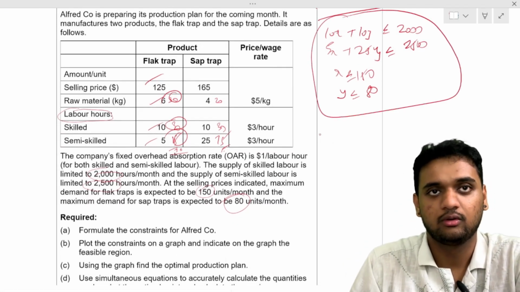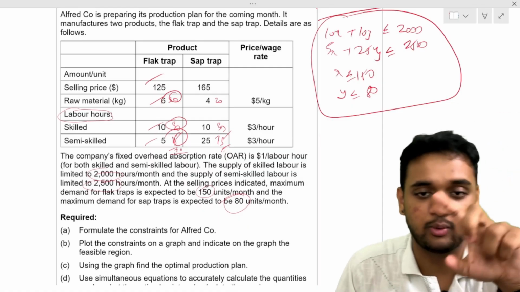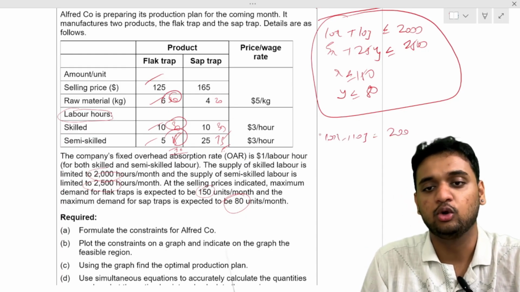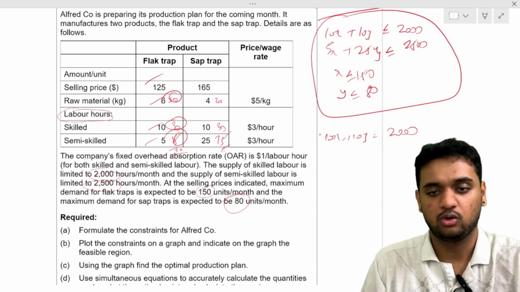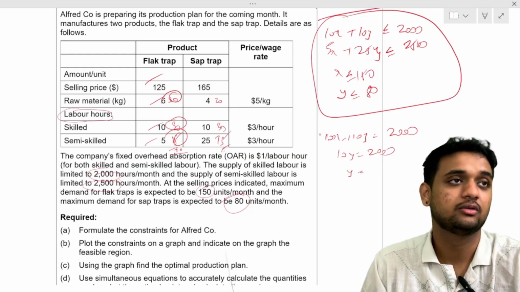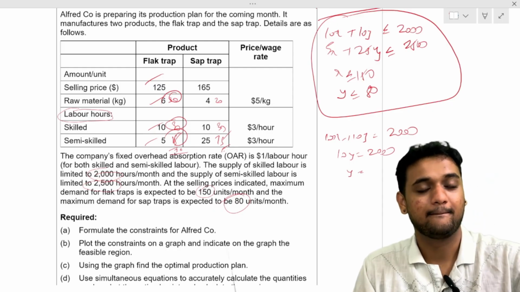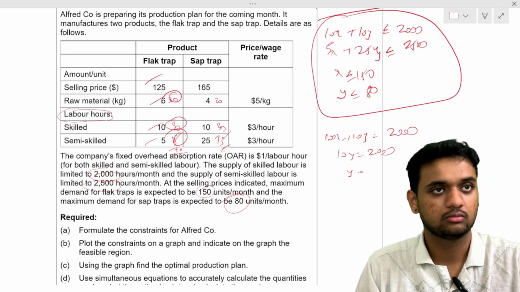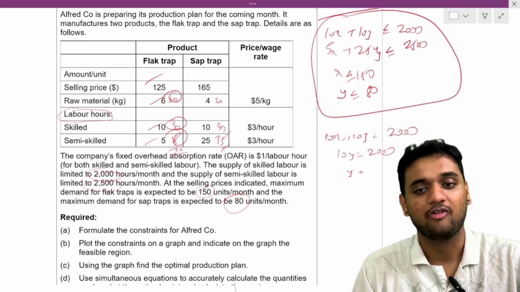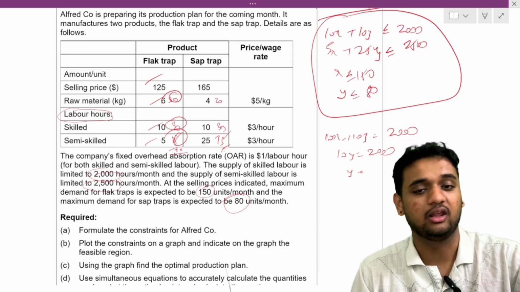We have 4 equations here. For each equation, substitute 0 for x, find y, substitute 0 for y, find x. 10x plus 10y less than or equal to 2000. 5x plus 25y less than or equal to 2500. X is less than or equal to 150. Y is less than or equal to 80.